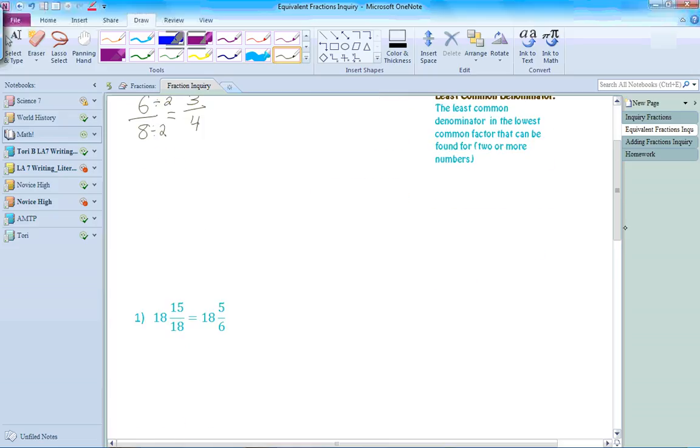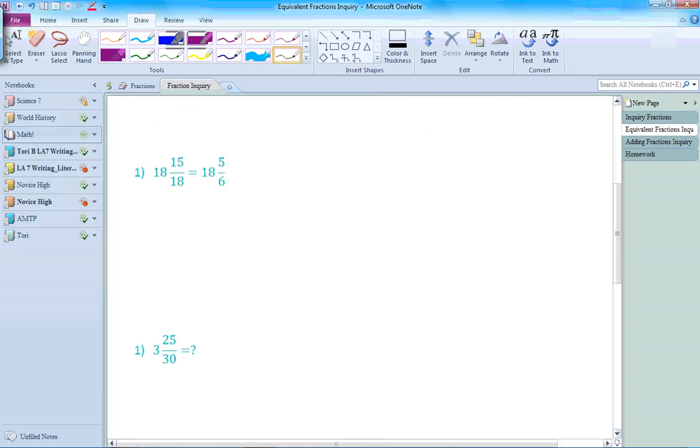Now let's go to number 2. 18 and 15/18 equals 18 and 5/6. Well, the reason I said 18 and is because it's just like having 18 point, your decimal. So you're just thinking of the decimal right here. But anyways, now let's solve the problem. I'm going to get rid of the 18 and I'm going to add it back in for my solution. 15/18 equals 5/6.